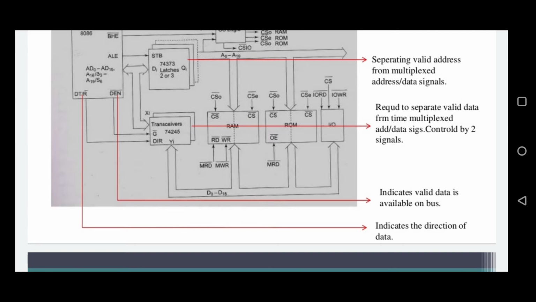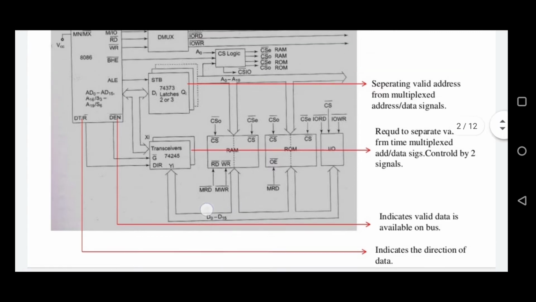Next, this system contains memory for the monitor and user program storage. Usually EEPROM is used for monitor storage and RAM for user program storage. And this system contains IO devices and some signals.